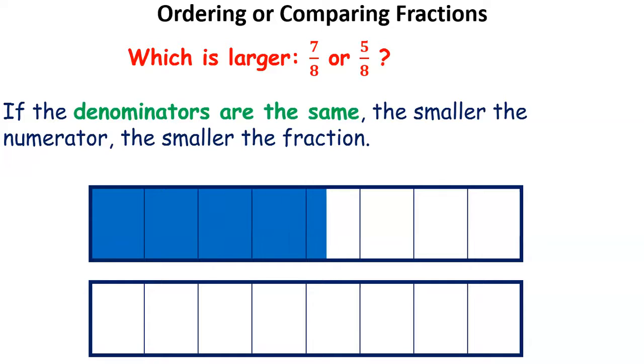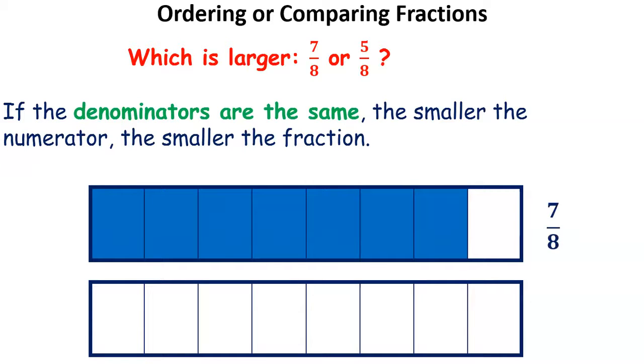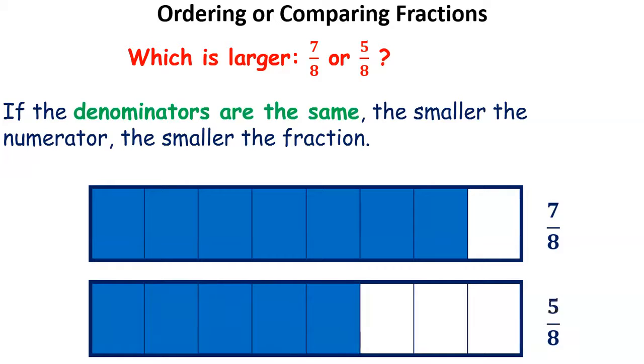So here I'm actually going to be showing you what 7 parts out of 8 looks like. And now I've got 5 parts out of 8. So we can see that 7 parts out of 8 is the larger fraction here because more of it is shaded. Therefore 7/8 is my larger fraction. Okay. And as we see, 7/8 is greater than 5/8.